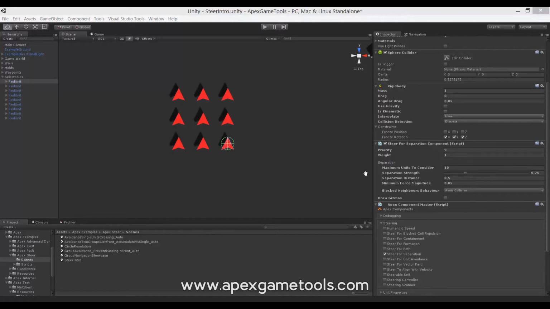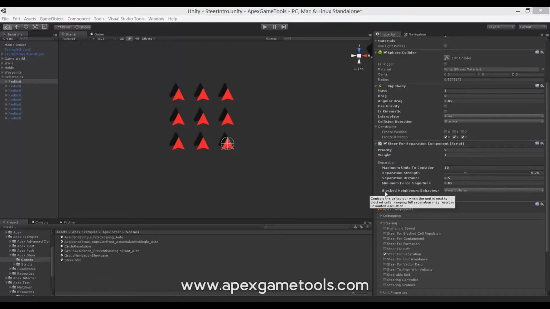Next up we have the separation distance, so this is the distance that units will aim to keep between each other. And then we have the minimum force magnitude. This controls to what extent the unit will actually do separation. It will need a minimum force of this to actually do separation. So this is just a lower boundary to stop units from jittering too much at very low velocities.